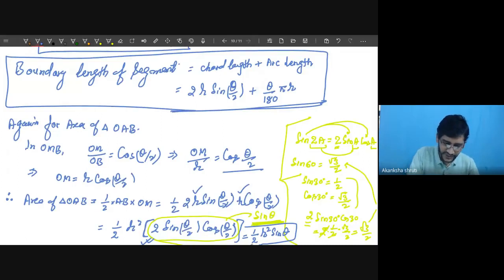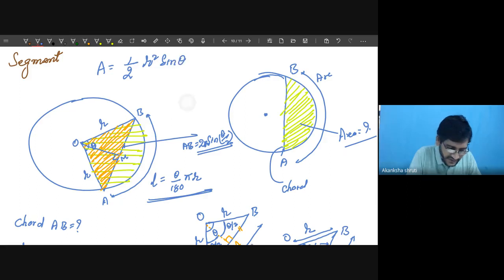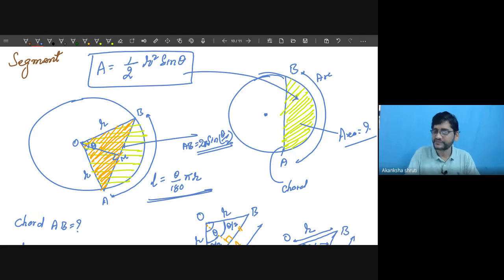So let us write for the area. Student, you have to keep in mind this area formula: the area of this sector A is calculated by knowing the radius and the angle made at center, half r square sine of theta. It's so simple. This is the area. So the formula is very simple. That's why it is always advised to keep this formula in your mind.